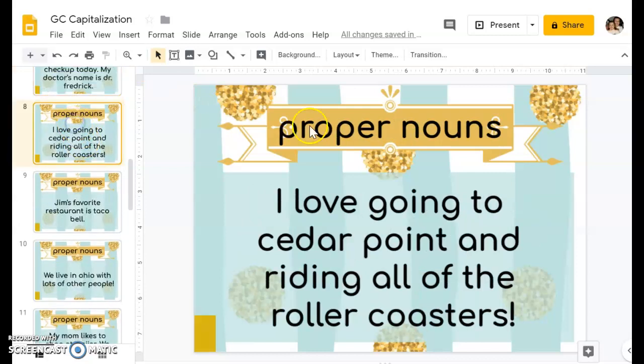And then we go to proper nouns. Proper nouns is also a name, but it's not a name of a person. It's rather a name of a place. Could be a person, but all of these that I've made are names of places.